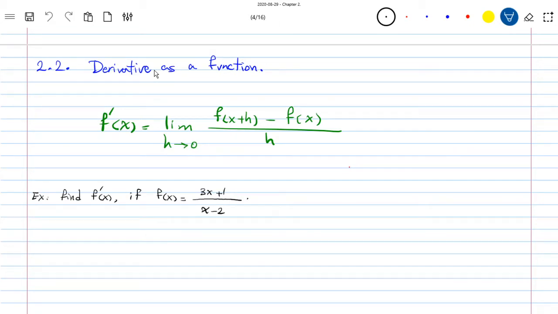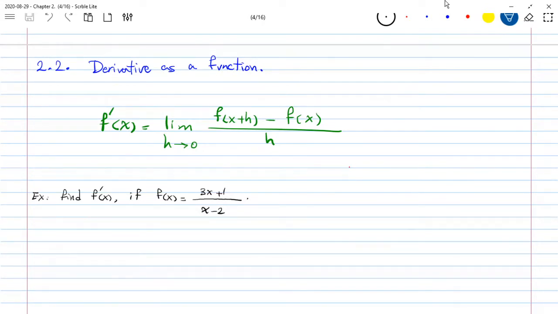Welcome back. Today we're going to talk about derivative as a function. The last time I introduced the derivative and I mentioned that the derivative at a point is basically the slope of the tangent line at that specific point. What we're going to talk about today is to discuss the derivative as a function.